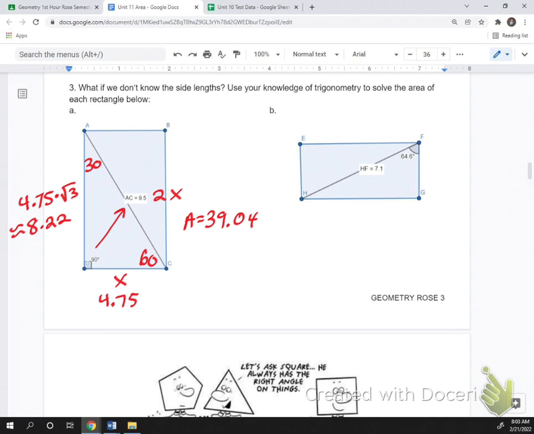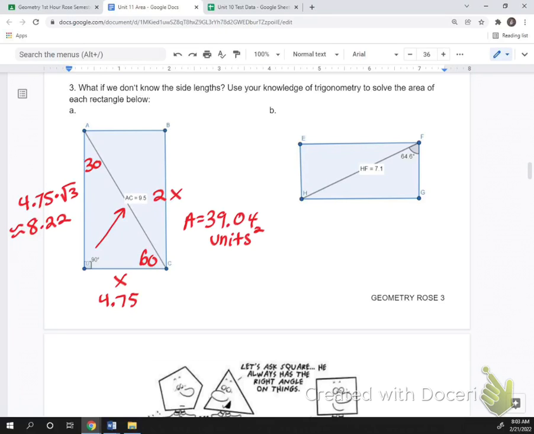Kind of close to it. But I rounded up. You rounded up? I rounded for 4.8 and I did 8.2. Great. We all got around 39. Units squared, because we're talking about area.